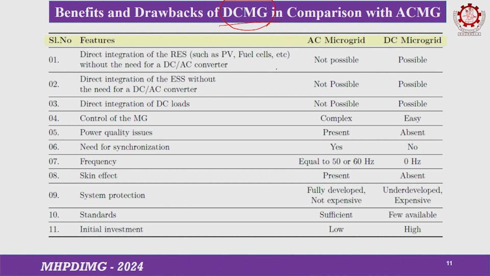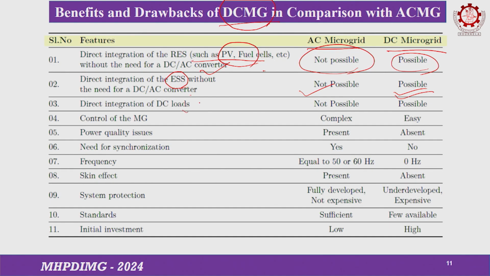Here I have shown a comparison between the AC microgrid and the DC microgrid. For integration with renewable energy sources like PV and fuel cell, which give a DC output, when I connect them to the DC microgrid we do not need any power electronics converter, whereas connecting them to an AC microgrid needs a power electronics converter. Then, if I am integrating the DC system with the ESS, the energy storage system, direct integration is possible, whereas for the AC microgrid direct integration is not possible.